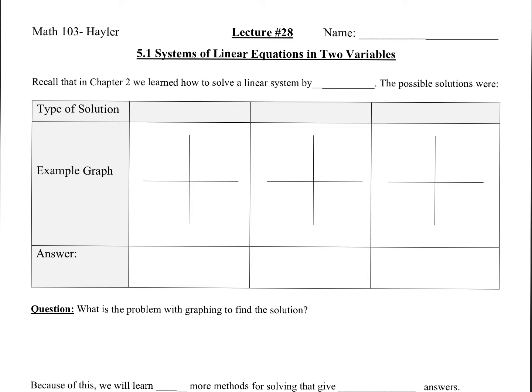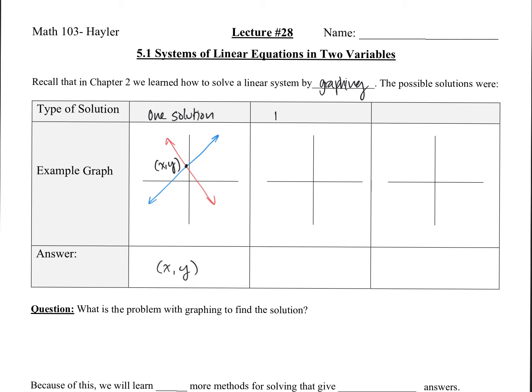So recall, in Chapter 2, we learned how to solve a linear system by graphing. The possible solutions were, well, let's take a look. There was a possible solution of one solution. So if you graphed two lines, an example of what type of solution you might get is they intersect at one point, x, y. And the answer for this would be x, y, that single point.